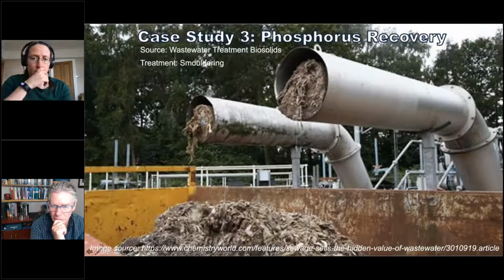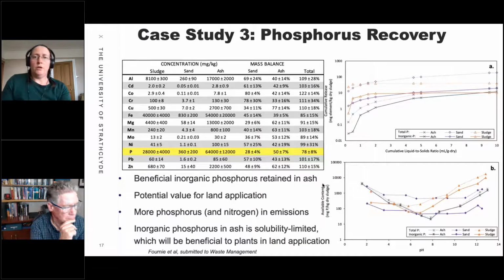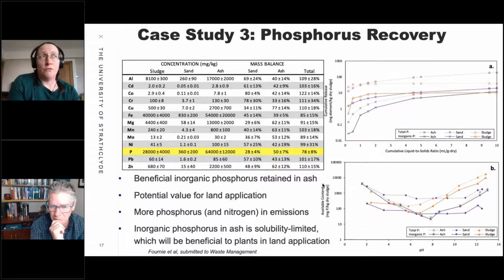And my last case study is completely different. We're not looking at remediation, we're looking at extraction from wastewater treatment biosolids. So how can we recover more of that phosphorus that's present? Typically, land application of output from wastewater treatment is being more and more frowned upon because of the potentially toxic elements that are present, as well as potential biological hazards associated with it.